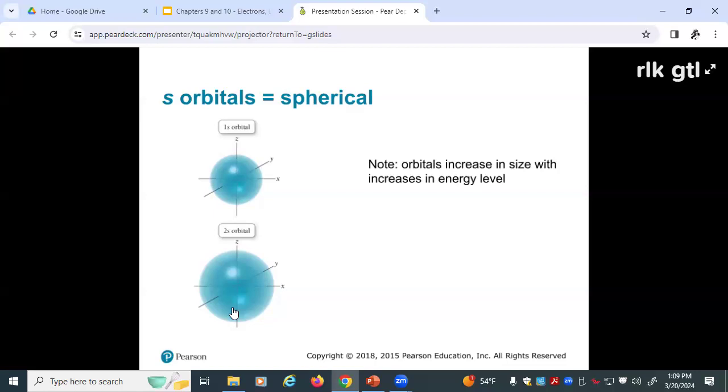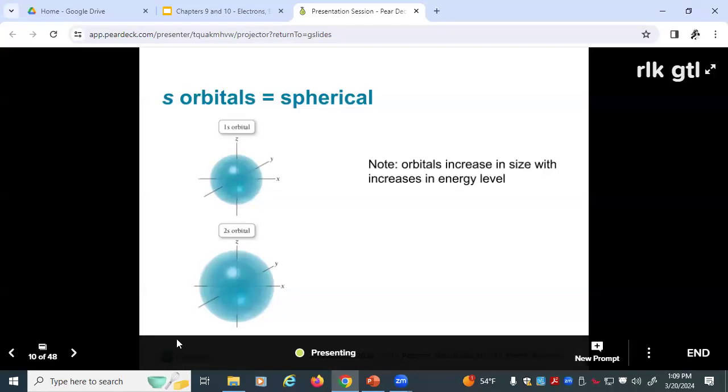So we're showing it here for S. Understand that it'll be the same thing for P, the same thing for D, and the same thing for F. Higher energy level, bigger orbital. So that's the S sublevel.